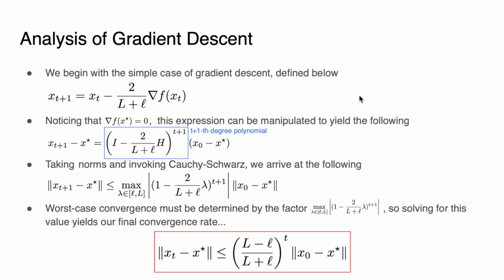To begin better understanding how polynomials can be used to analyze this objective function of interest, we will start with the illustrative example of gradient descent. And gradient descent is given by the recursion here. This is the canonical way of writing gradient descent for strongly convex functions.